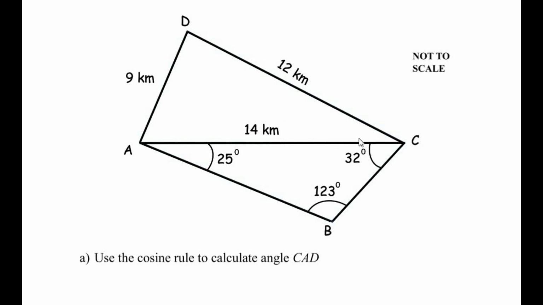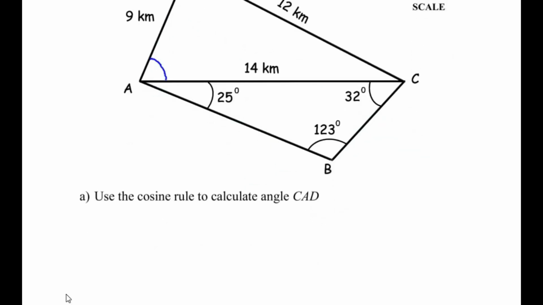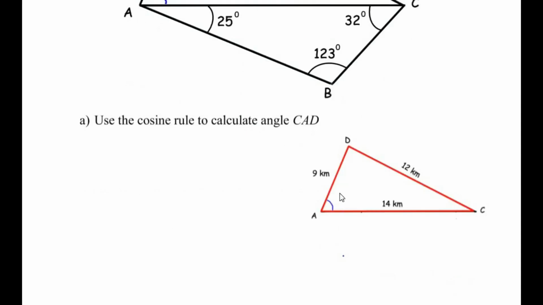Now from triangle CAD, they have asked us to find the angle CAD, that is this angle, using the cosine rule. So let me redraw the triangle over here for easy reference. Next we are going to name the sides of this triangle. Opposite to angle A is 12 kilometers, so I am going to represent 12 kilometers as side a. Opposite to angle D is 14 kilometers, so I am going to represent 14 kilometers as small d. And opposite to angle C is 9 kilometers, so I am going to represent 9 kilometers as side c.